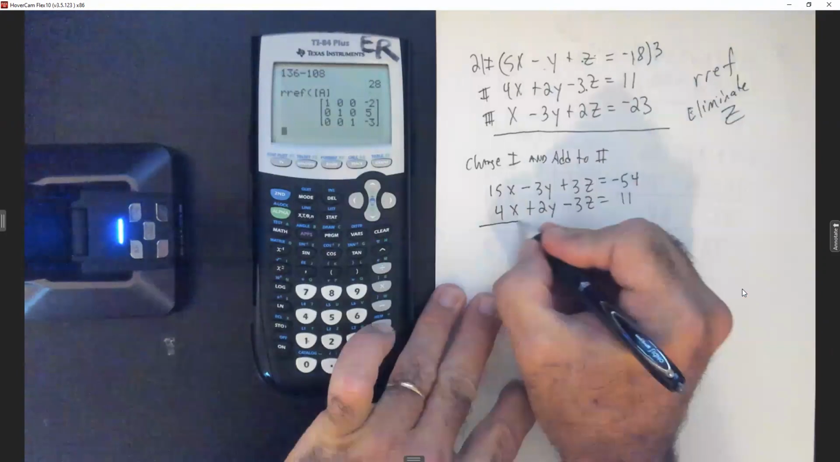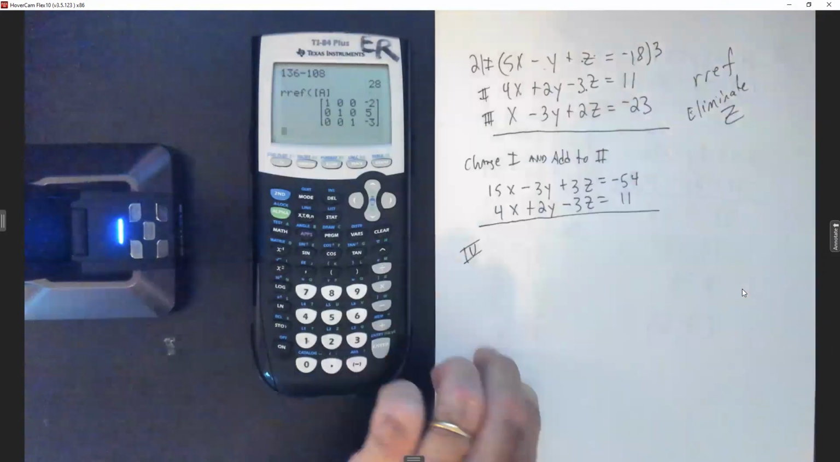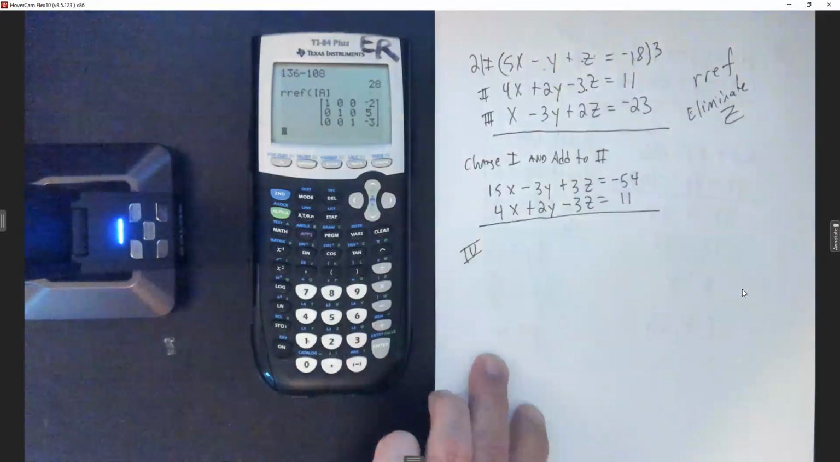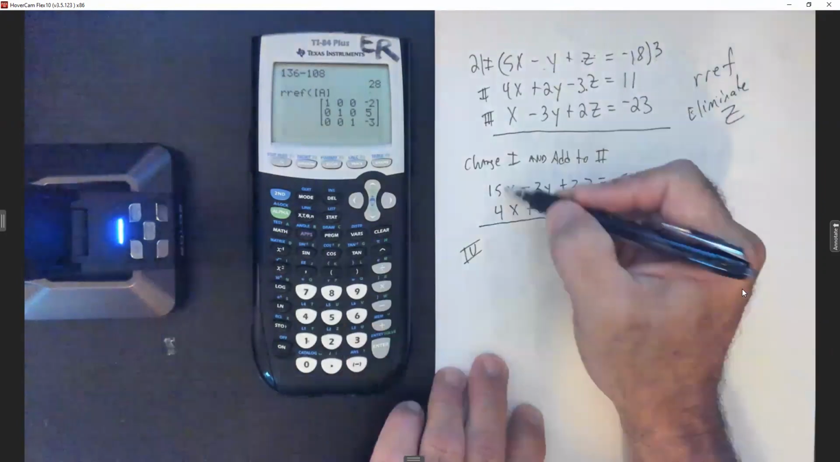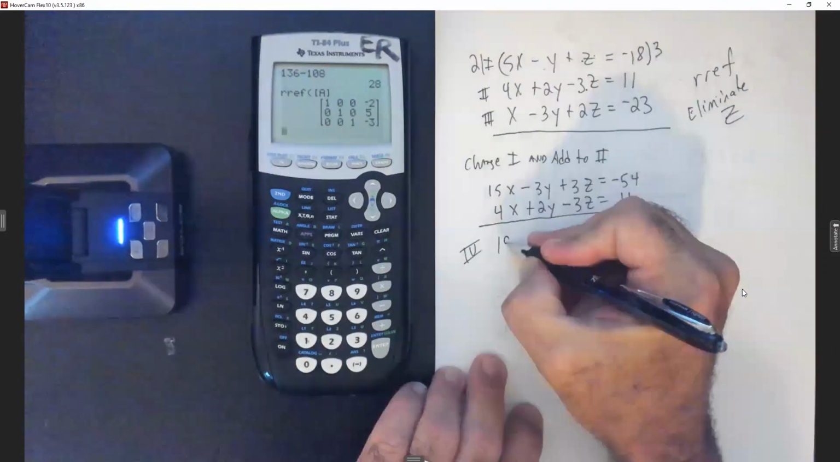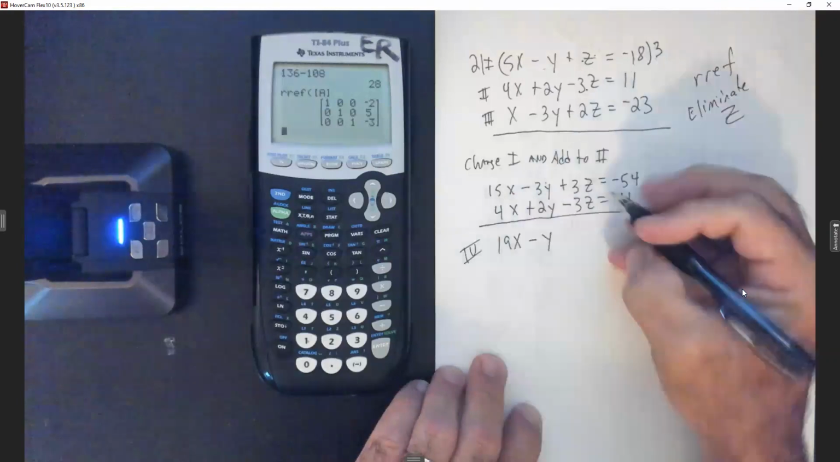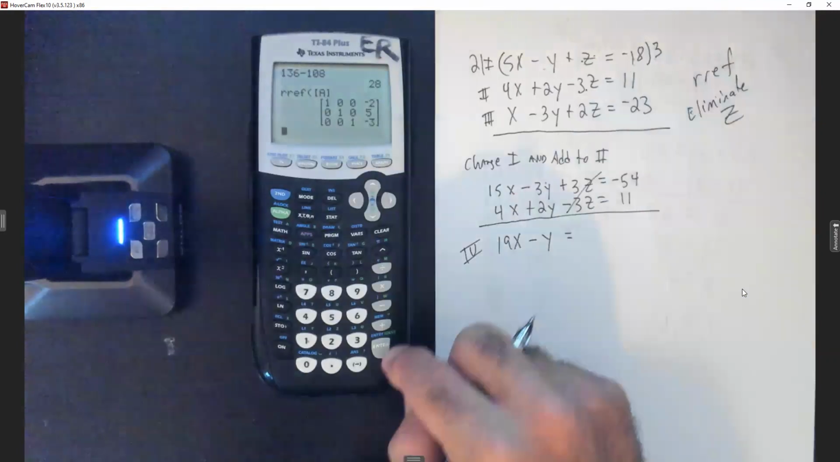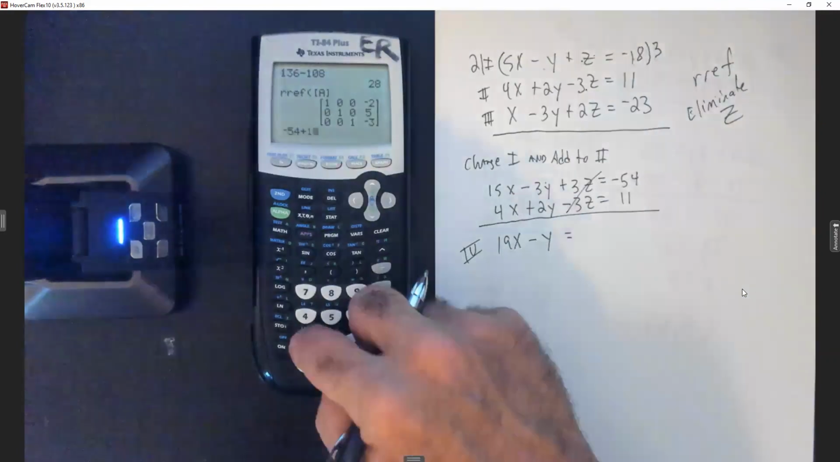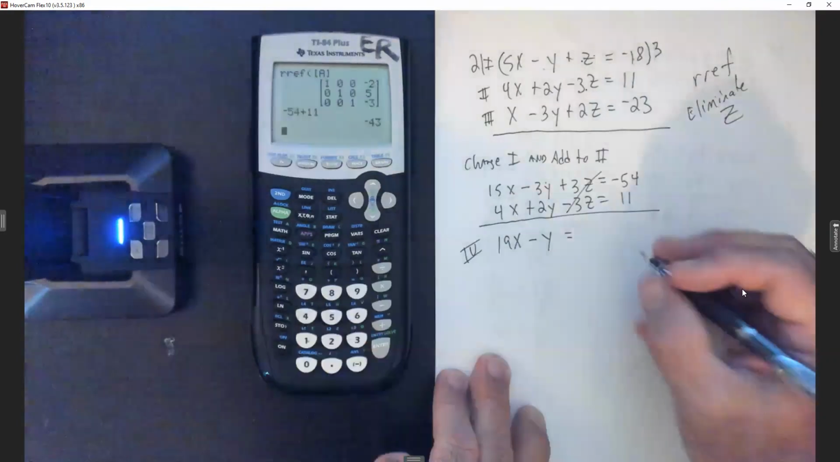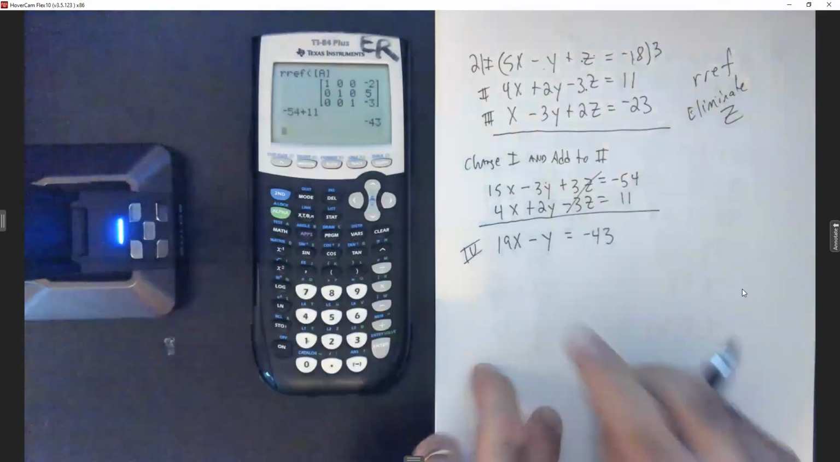So remember, once I add those, I'll call that row 4. So 15 and 4 give me 19x. Negative 3 and 2 give me negative 1y. The z's cancel. And negative 54 plus 11 is negative 43. So that's one of my 2 equations I need.